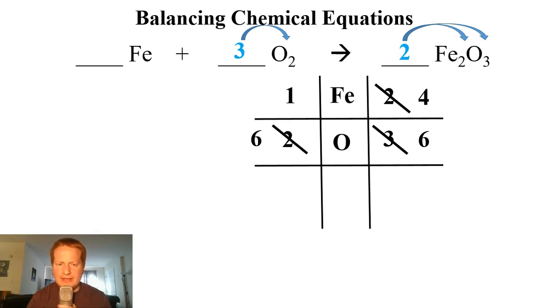And what should be our final step to balance? Well, we put a 4 in front of the iron. And that should get us 4 irons there. And now we're balanced. We have equal number of iron and oxygen.